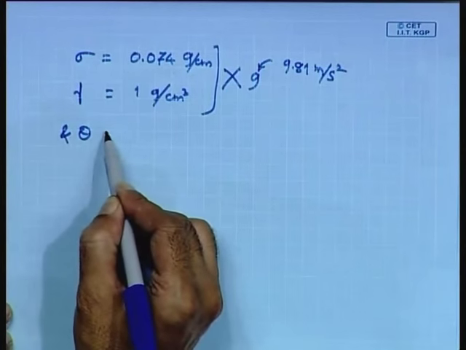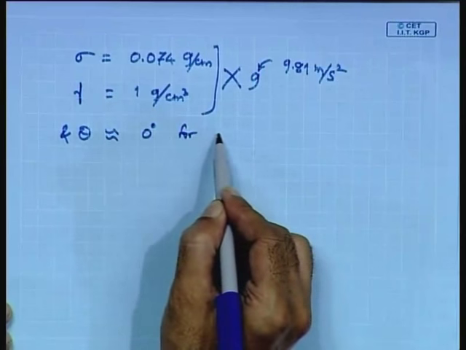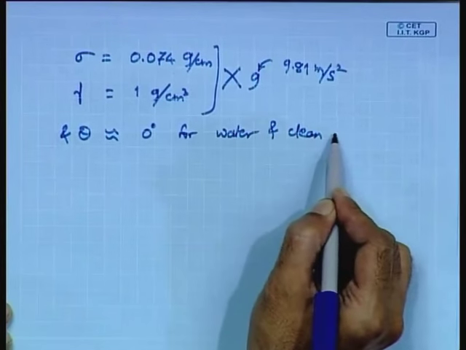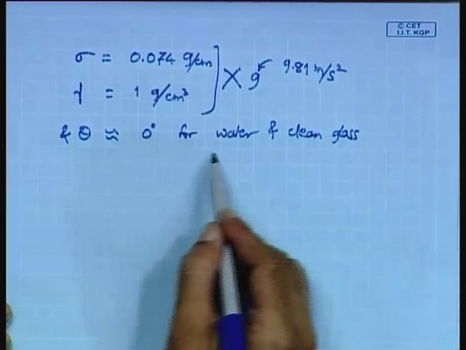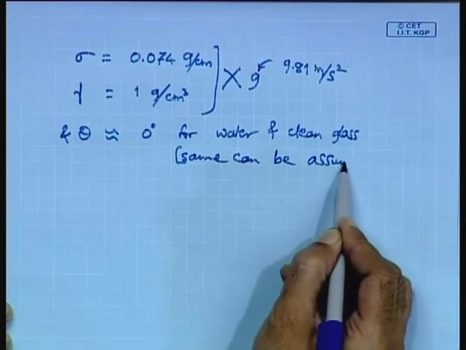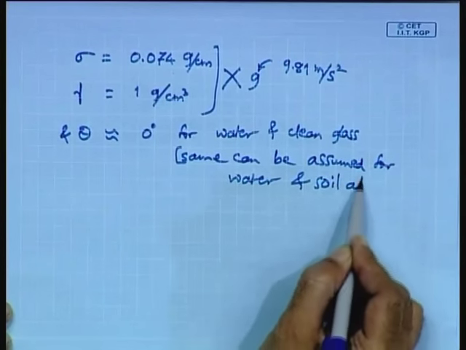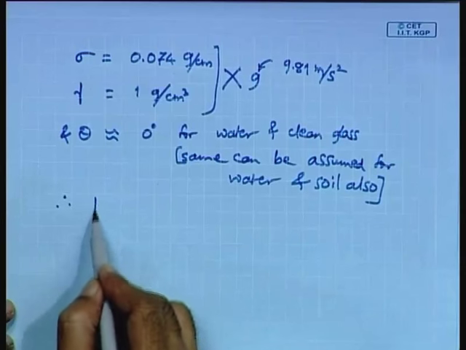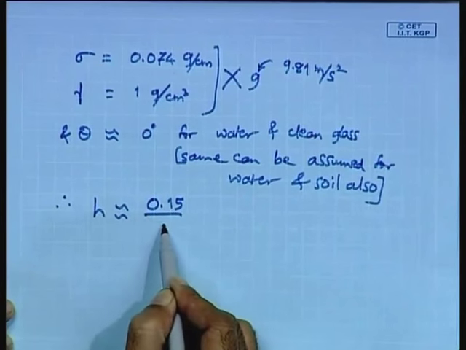And this theta is approximately equal to 0 degree for water and clean glass. The same can be assumed for water and soil also. Therefore, the expression for the capillary rise H reduces to say 0.15 divided by R.